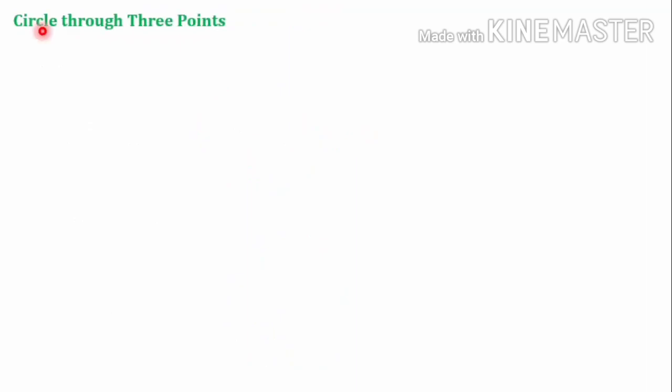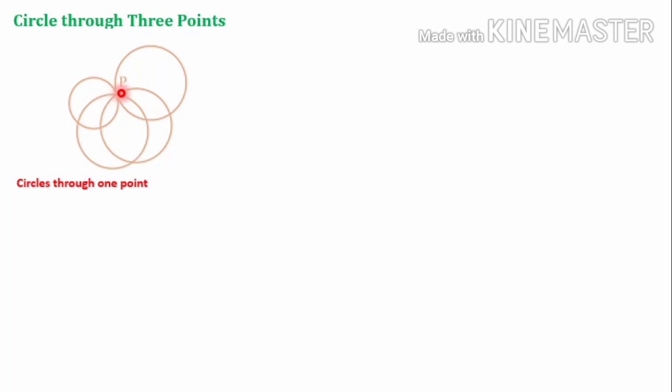Next, circles through 3 points. So how many circles will we be able to draw which are passing through 3 given points? That is the condition given to you. Before going to this, first let me consider circles through 1 point. How many circles will you be able to draw which are passing through 1 point? It is quite clear that if a point P is given to you, you can draw as many circles as you want through this point P. So there are infinitely many circles you can draw passing through a single given point.